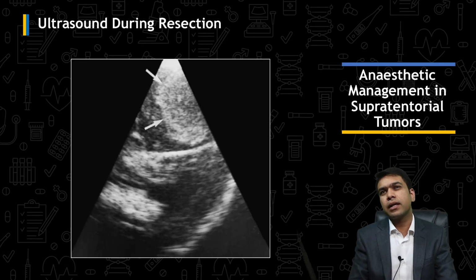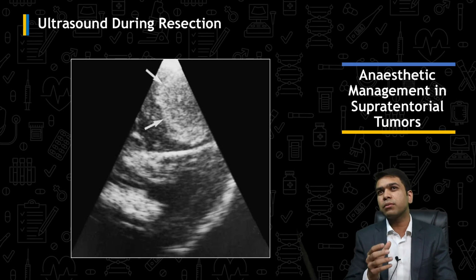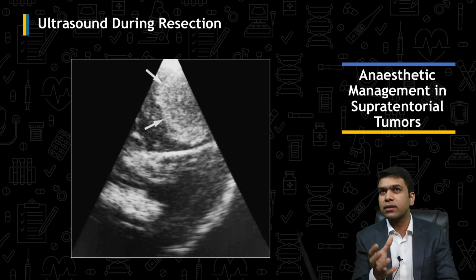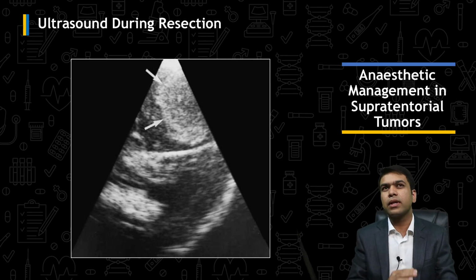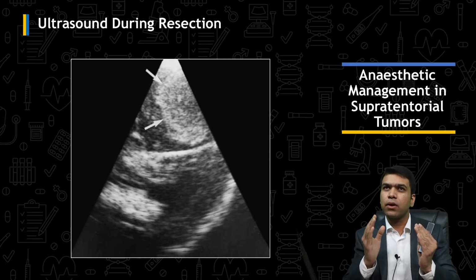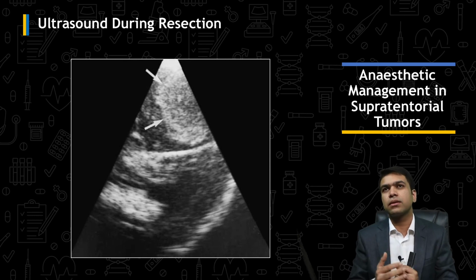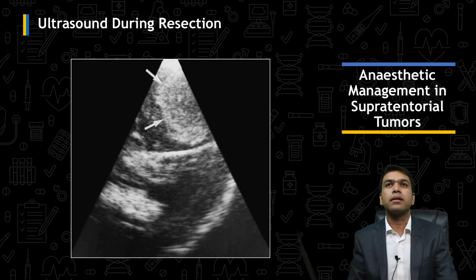The next advance is ultrasound and resection. Ultrasound helps you to localize the tumor, to know the extent of resection, and to know the vasculature in a vascular tumor. You can put Doppler and see whether it is an artery or a vein. So it will give you a lot of information. But neurosurgeons are not very familiar with ultrasound. So as an anesthetist, if you can help them to facilitate the surgery, it will be very useful for the outcome of the patient.